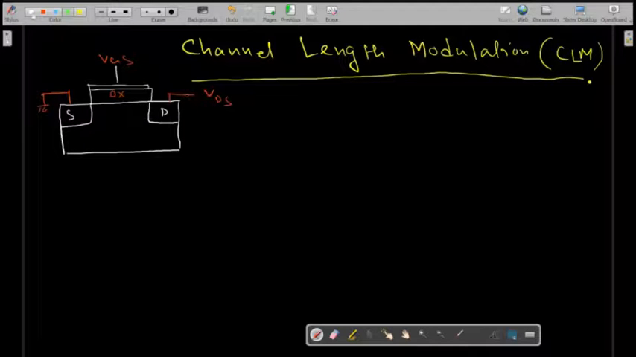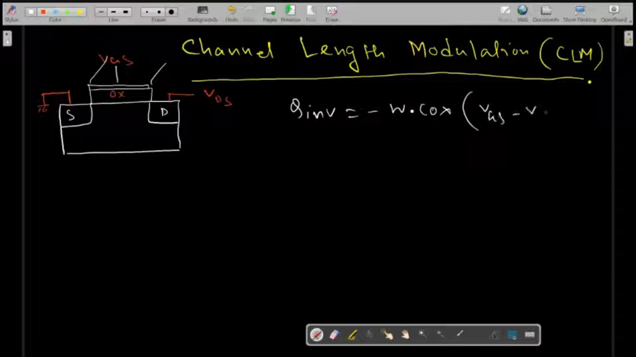And if I write the inversion layer charge, you know Q inversion equals negative W into COX into (VGS minus VT minus V of S). I just multiply by W because if I consider the width is W here, you can multiply W later also in the current equation, no problem. It's your choice. We know this equation. Now just check one thing.